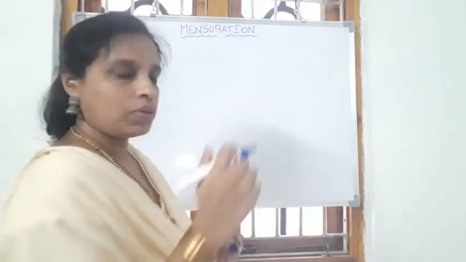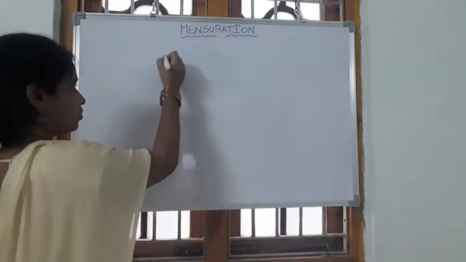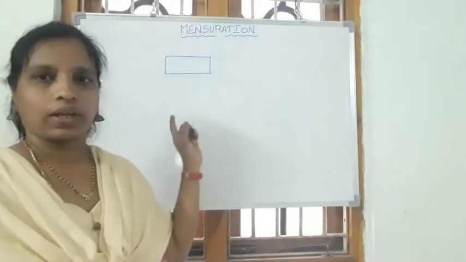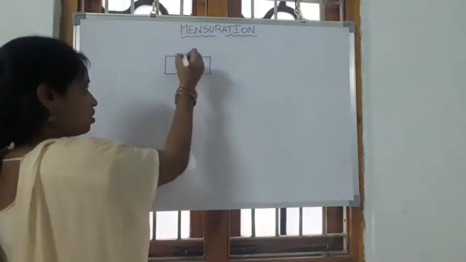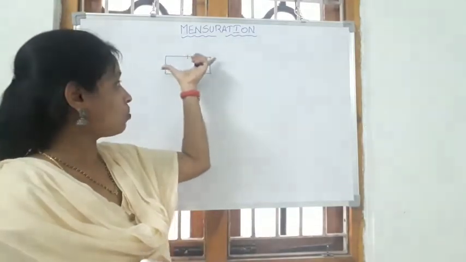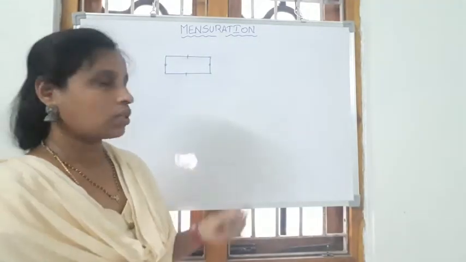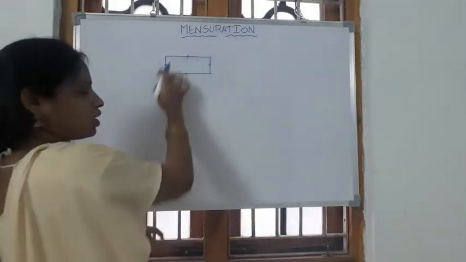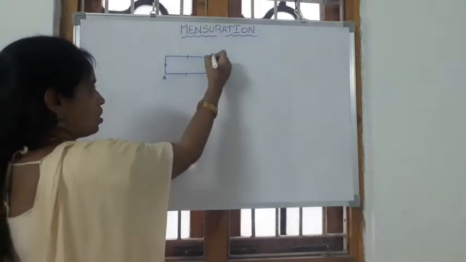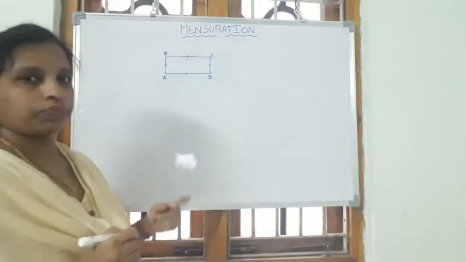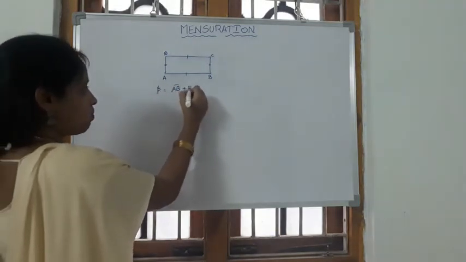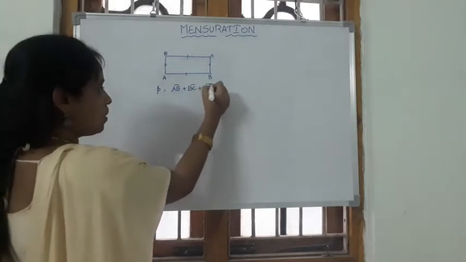Let us take one example. This is one of the geometrical figures. We know that it is a rectangle. It has two lengths and two breadths. Both the lengths are equal and both the breadths are equal. To measure the perimeter means the sum of all the sides along its boundaries. The rectangle is named A, B, C and D. So perimeter is equal to AB plus BC plus CD plus DA.